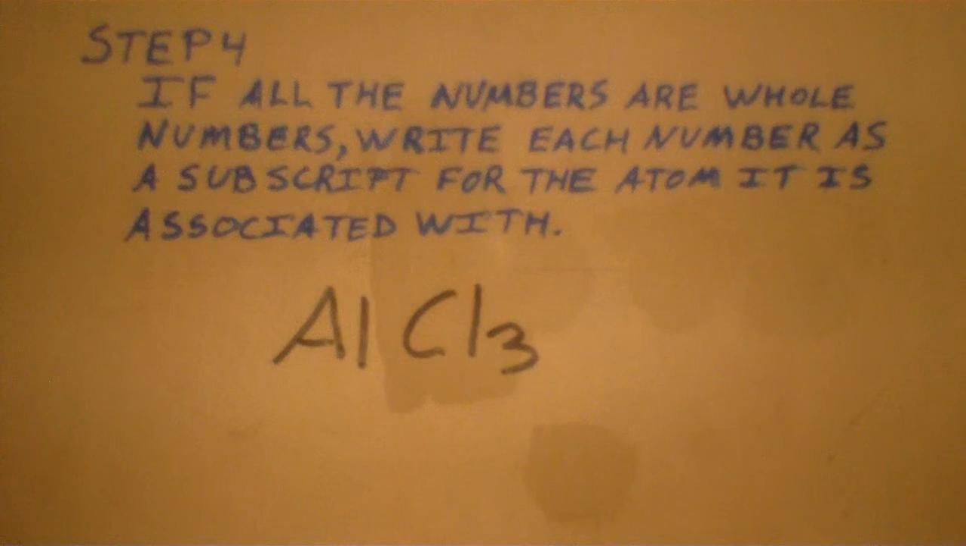Okay, so we just got done dividing those numbers by the smallest one, so you have a number of 1 and greater than none. Write the whole numbers for each as a subscript to the atom. So the aluminum was a 1. We don't write 1, we just leave it alone. So it's Al. And chlorine had 3 moles, so that subscript becomes a 3. So aluminum chloride is AlCl3. This is the empirical formula.